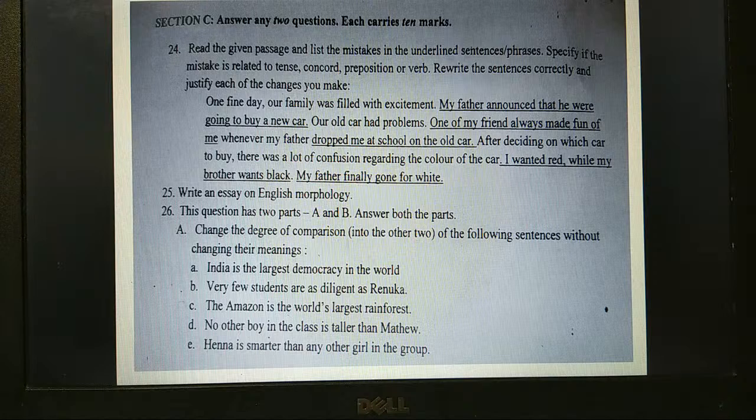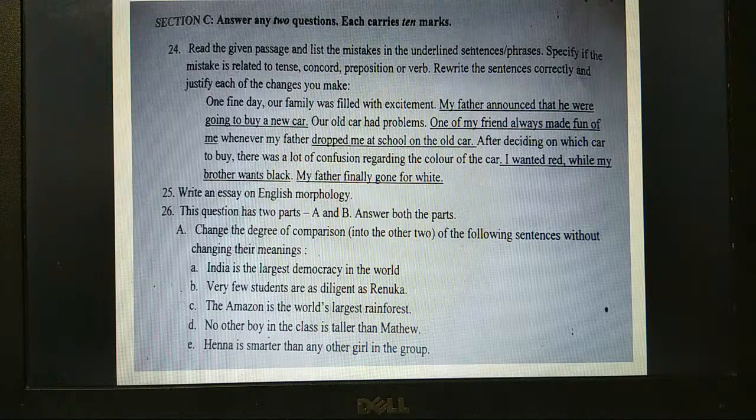My brother wanted black. And the last error, "my father finally gone for white," is an error. Tense, sequence of tense: my father finally went for white. Okay, and with that, if we correct all the five, there are five mistakes. So each correction, each explanation, 2 marks, and we get 10 marks for that. Now we move on to the 25th question.